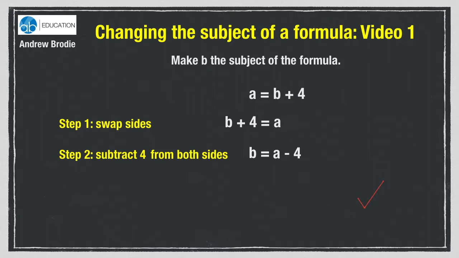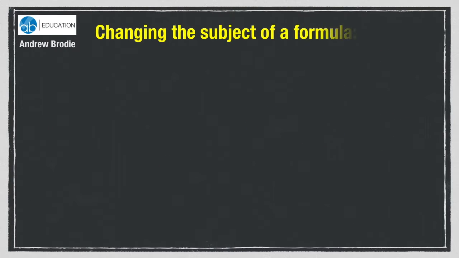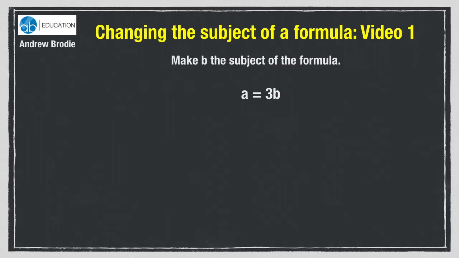Before we leave this example, notice how the equal signs are lined up one above the other. Here's another example. Again, we've got a simple formula which says A equals 3 times B. We have to make B the subject, so we swap sides to get it on the left.